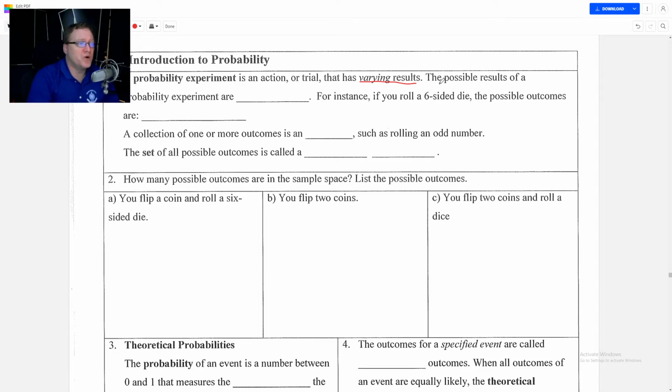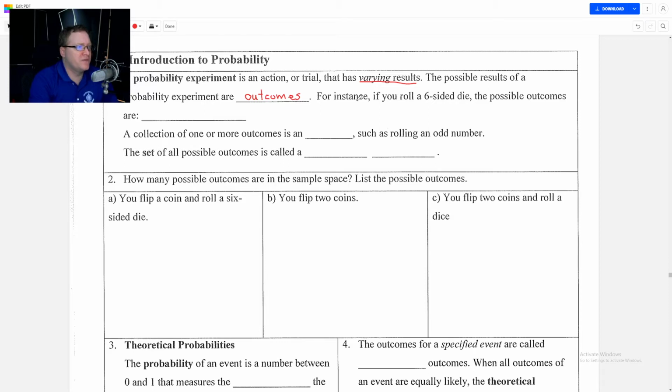So let's talk about some more words. The possible results of a probability experiment are called outcomes. We call them outcomes. So, for example, let's go back to rolling a die. An outcome would be 1. 1 is an outcome, or 6. 6 is an outcome. Anytime I roll my die, 4, that's an outcome.